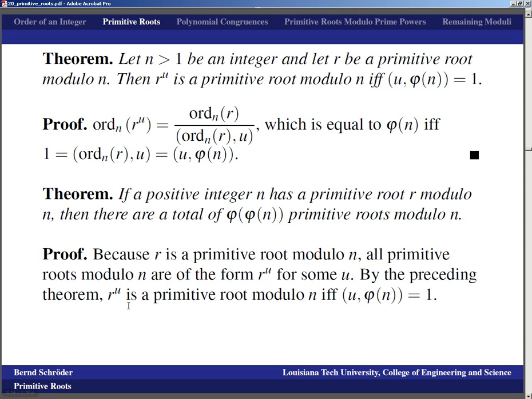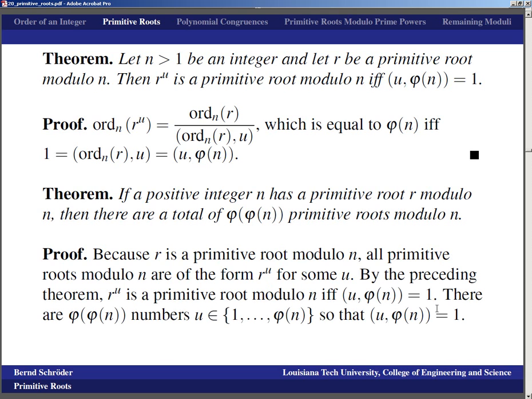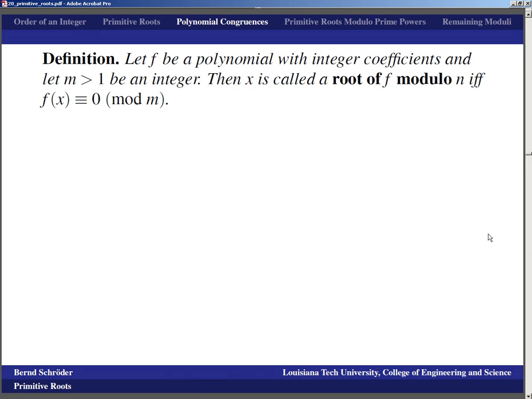The preceding theorem now, right up here, says that r to the u is a primitive root if and only if the greatest common divisor of u and phi of n is 1. And there are phi of n numbers in the set from 1 to phi of n, so that the greatest common divisor of u and phi of n is 1. And that's it for this one. So if there is a primitive root, then there are always exactly phi of n primitive roots modulo n.